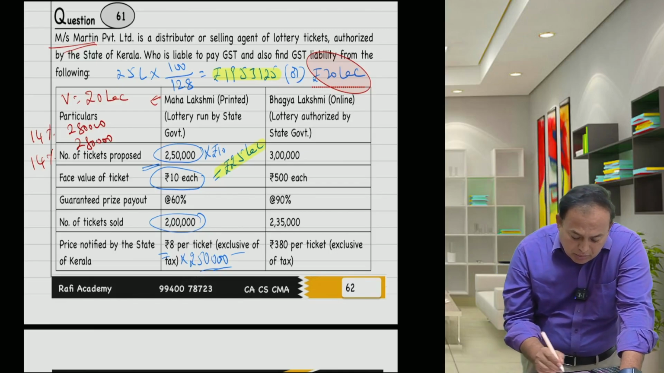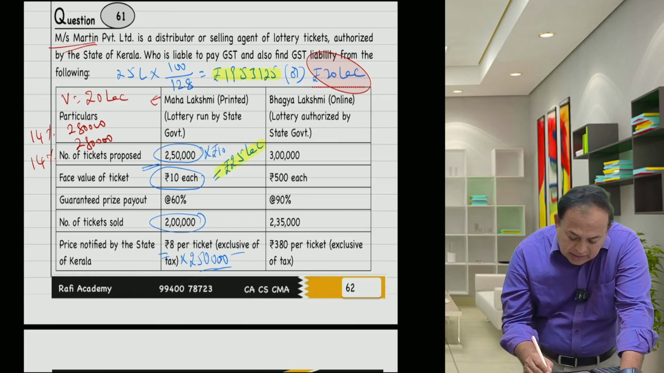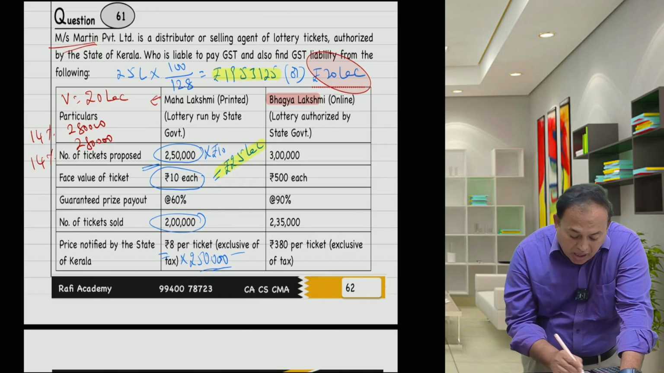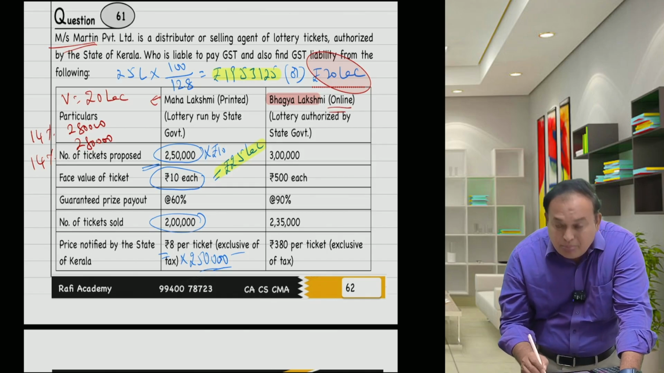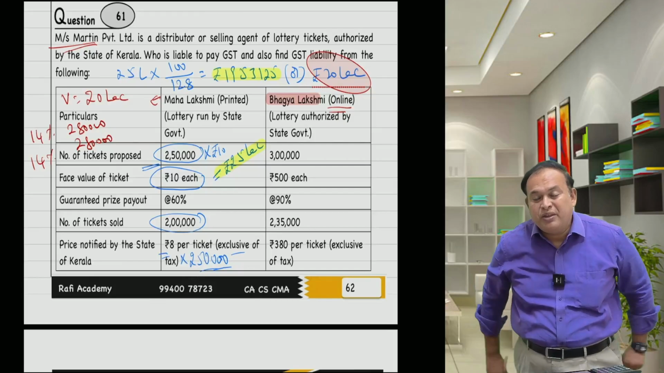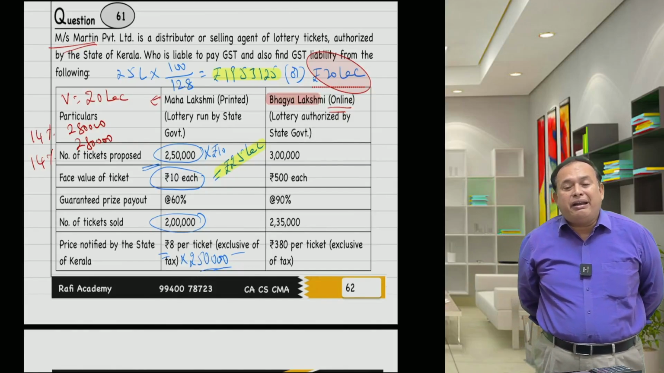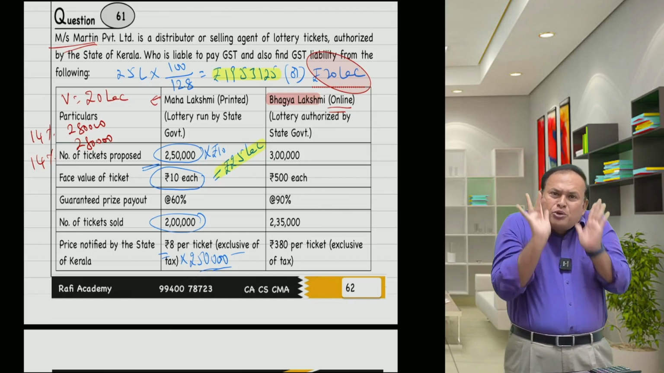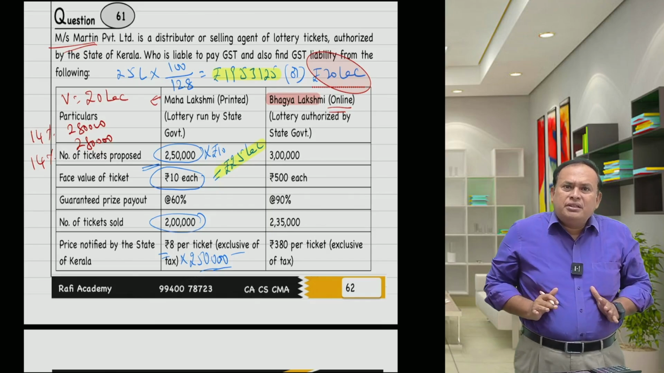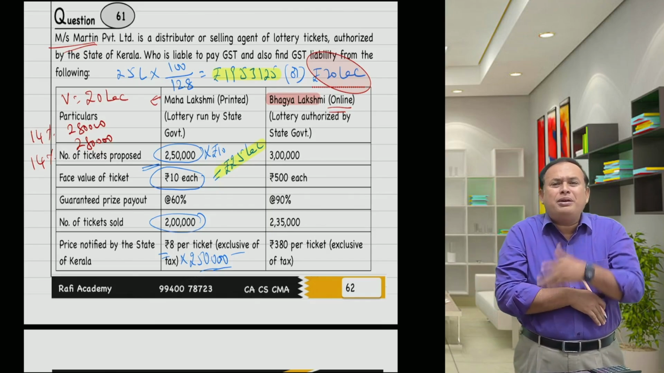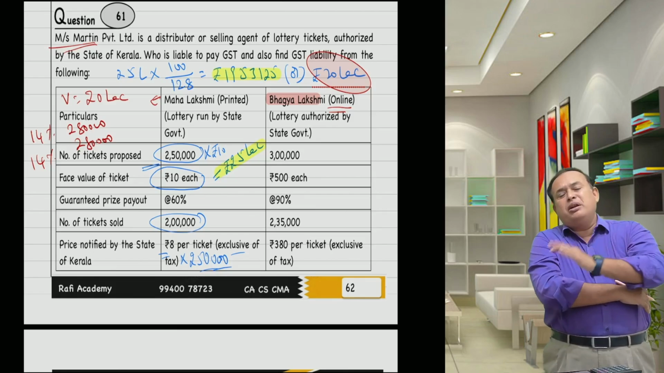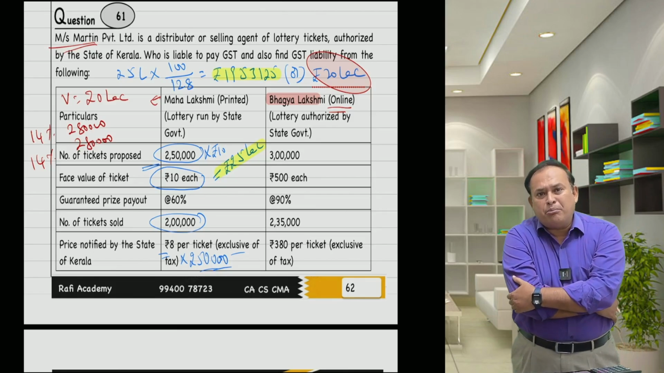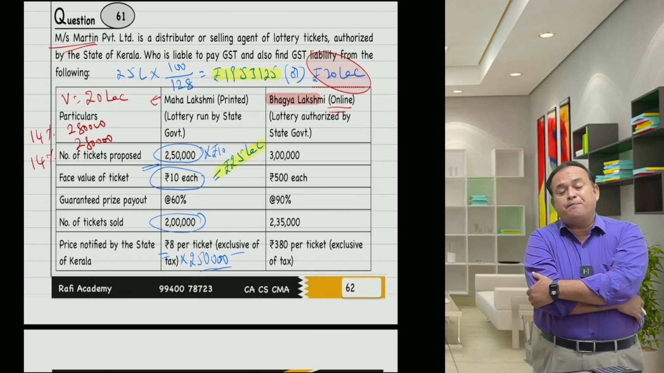Coming to Bhagya Lakshmi. Here is Bhagya Lakshmi, which is an online lottery ticket. My dear friends, here you be careful. Online lottery ticket, number of tickets proposed 3 lakhs. It is proposed only, not handed over. Not given to any person, the state government has not given to any person. Number of tickets 3 lakhs.